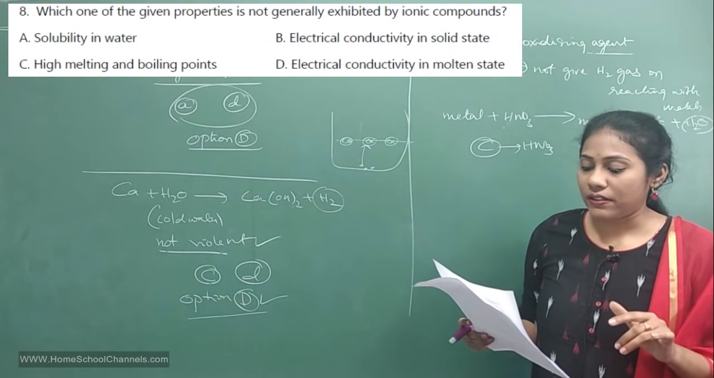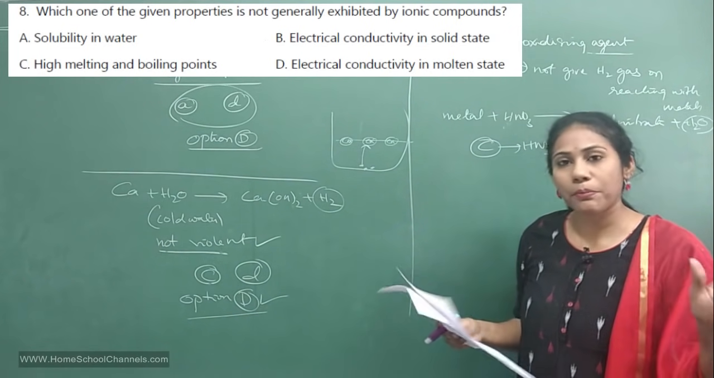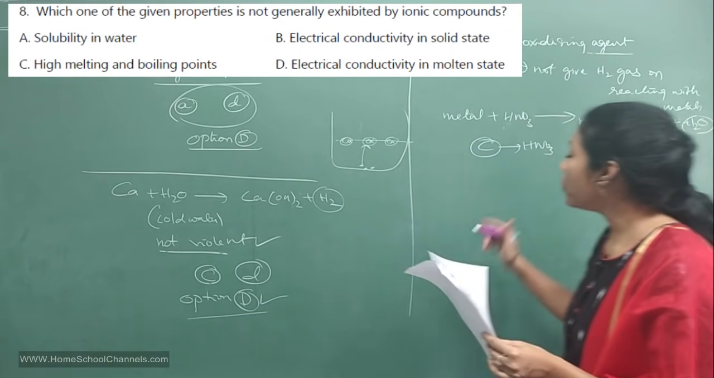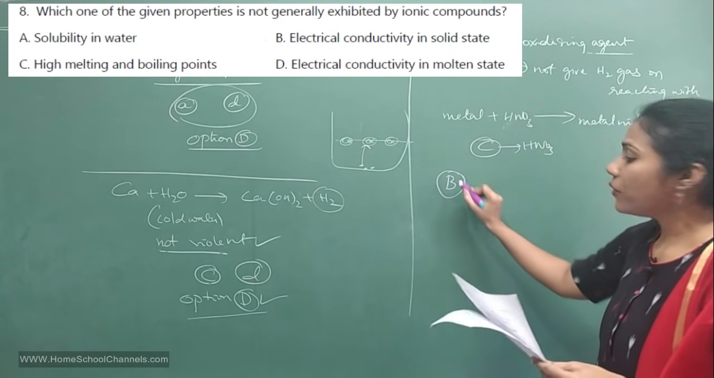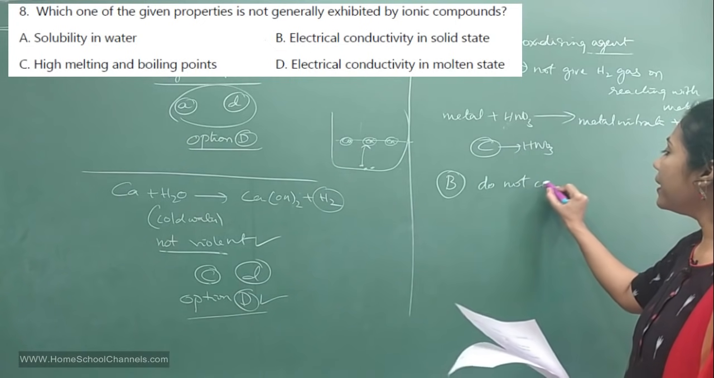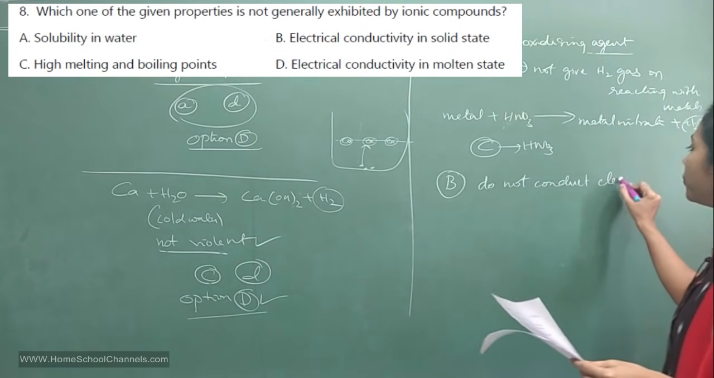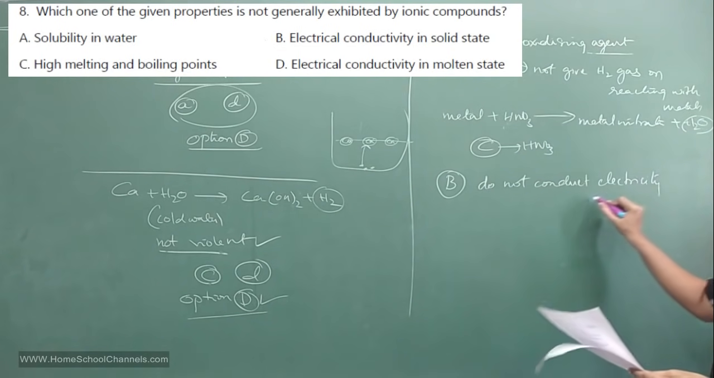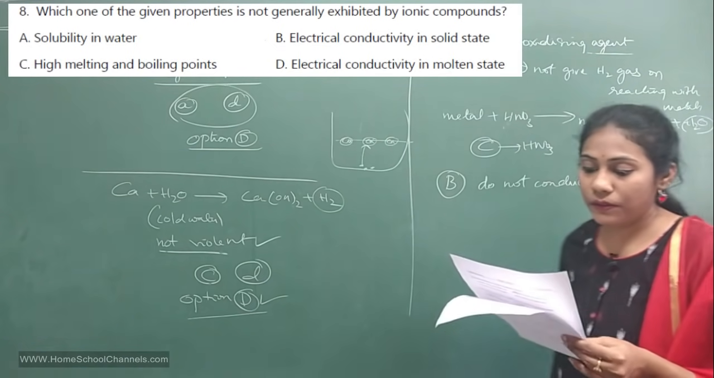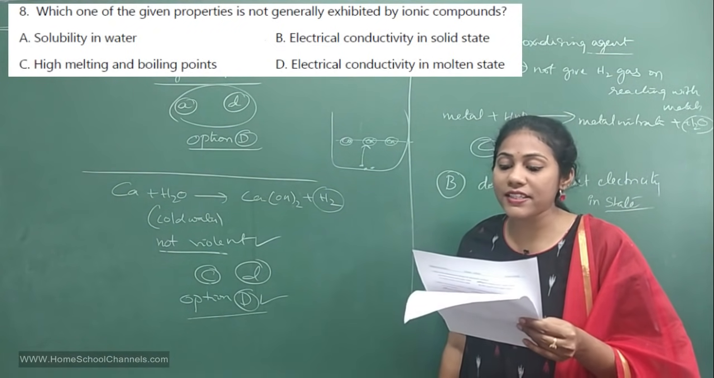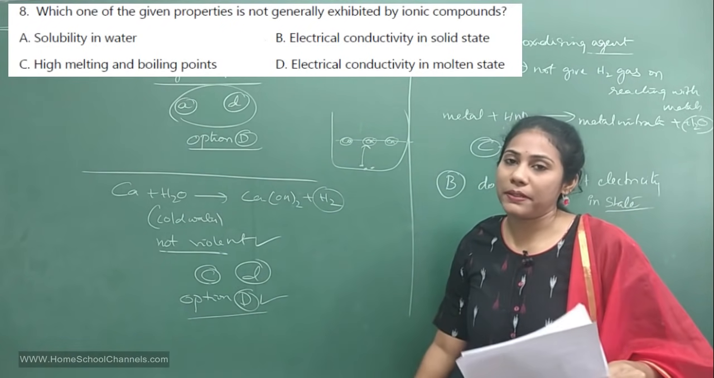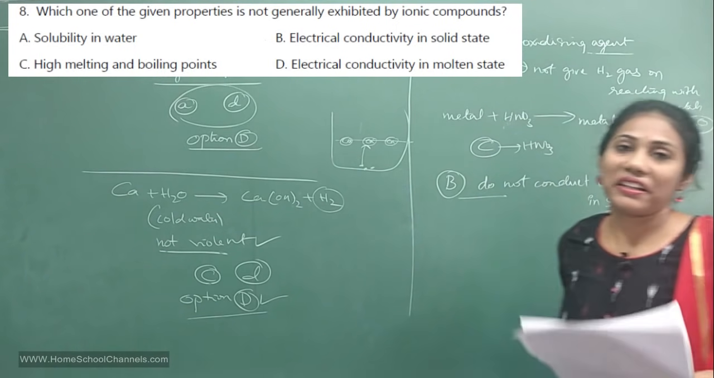Now you read the question. Solubility in water? Yes, property of ionic compounds. Electrical conductivity in solid state? No, it cannot conduct. So here option B is correct. Ionic compounds do not conduct electricity in solid state. They said which one of the given properties is not generally exhibited? Yes, electrical conductivity in solid state is not possible, right? So option B is correct.